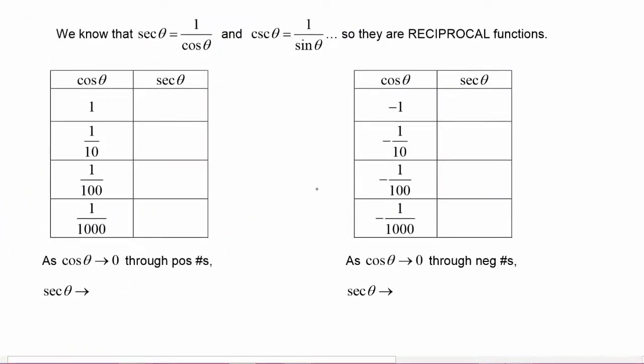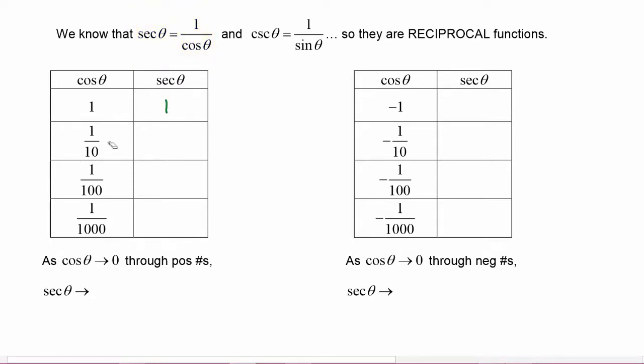Now, to find the ranges for secant and cosecant, we need to remember that they are the reciprocal functions of cosine and sine. So secant theta is 1 over cosine theta, cosecant theta is 1 over sine theta. So we're going to do the argument here for the relationship between cosine and secant, but it would be the same argument for cosecant and sine. So let's take a look. We know that cosine at most can be 1. Now if cosine is 1, then secant would be 1 over 1, which is 1.